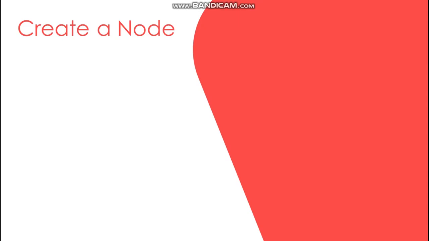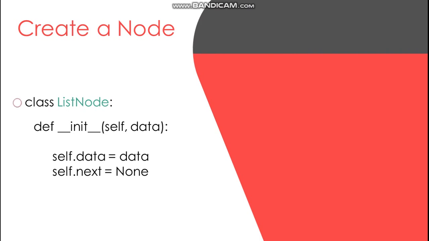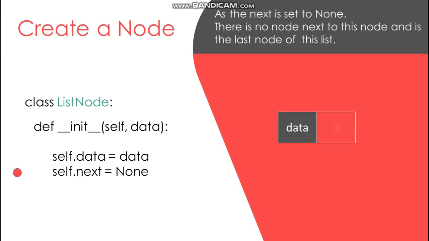How to create a node? A node contains two parts. The first one is data and the second one is a pointer to the next node. By default, a node points towards none, and keep this in mind that when a node points towards none, it means that this is the last node of the link structure.